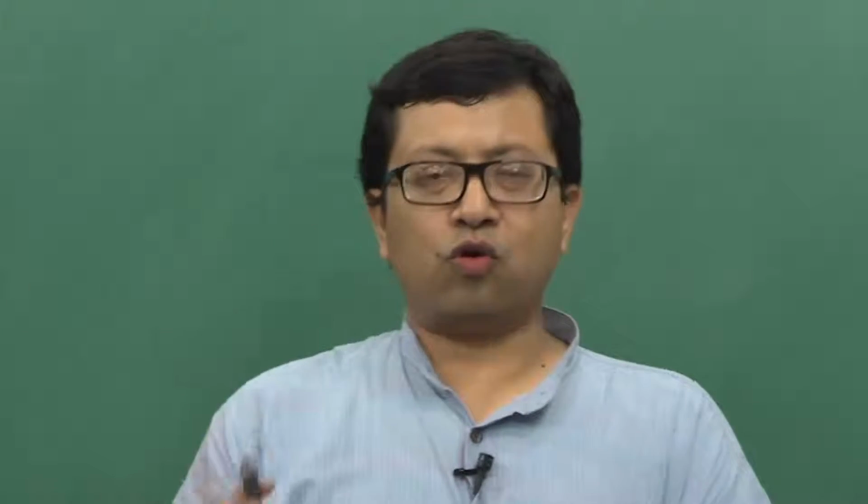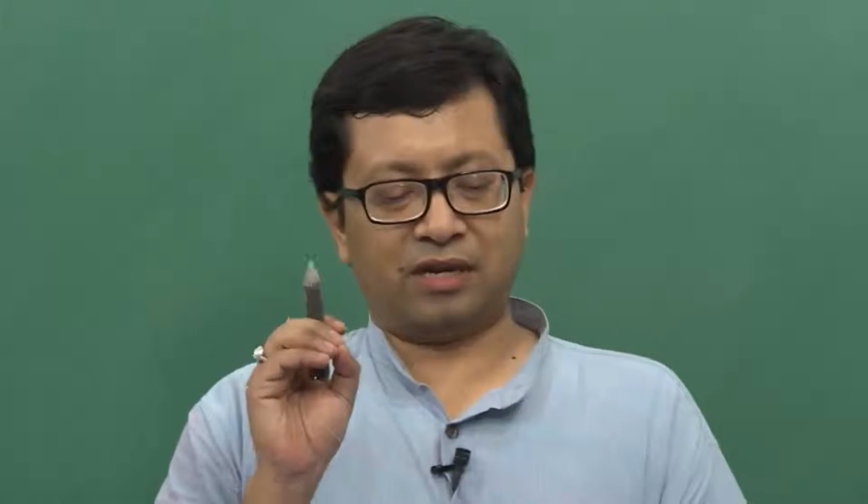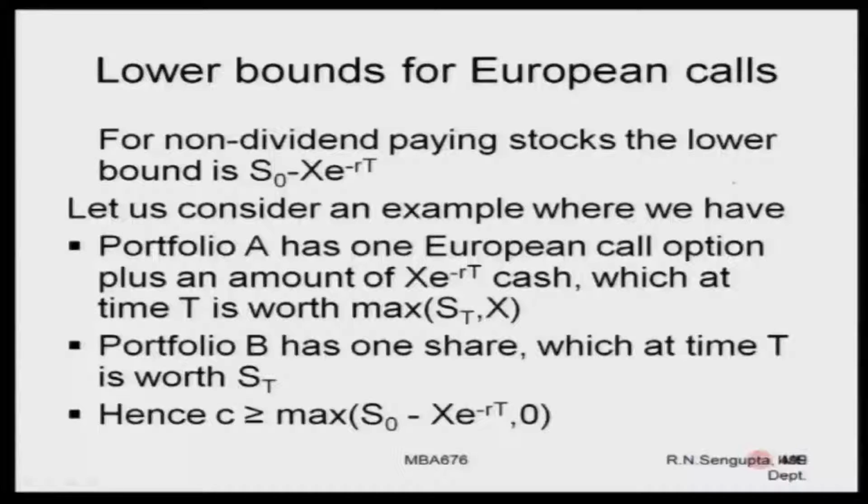So, now let us go one by one and understand the lower bound for the European call. Remember, in the European call, the prices are such that you can only exercise when the time to expiry comes. The second important point is that they are for non-dividend paying stocks. Now, the lower bound is always S0 minus x e to the power minus RT. So, let us consider these terms separately.